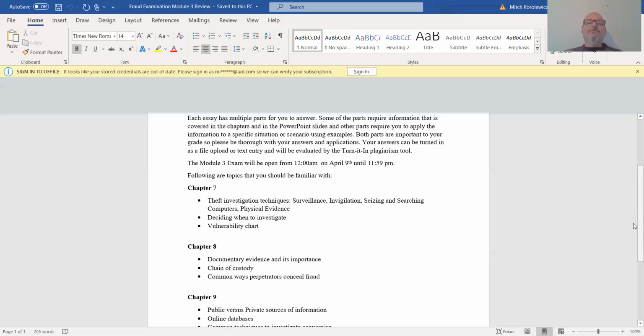Get to know that vulnerability chart that is listed in Chapter 7, because that's interesting. Those are the important things that I want you to get out of Chapter 7. This is a good part of the chapter, but those are the things I want you to concentrate on.